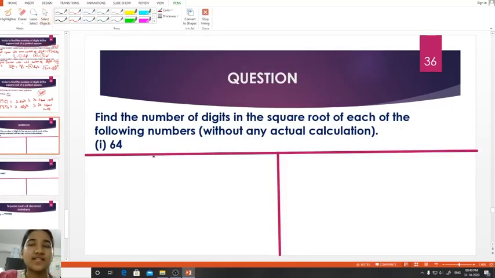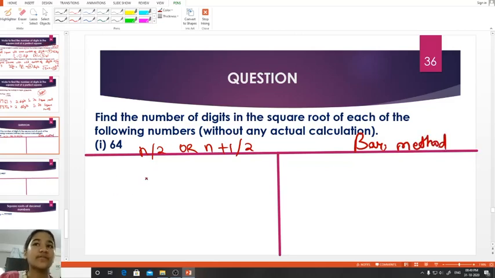The first question says, find the number of digits in the square root of each of the following numbers without any actual calculation. That means we have not calculated its square root and then found the digits. We have to use the tricks which we have learned. One is the n by 2 or n plus 1 by 2 method, and second is our bar method. We are going to try both of them.